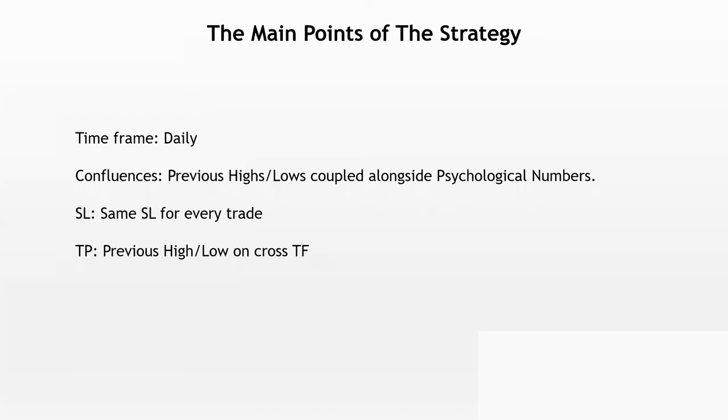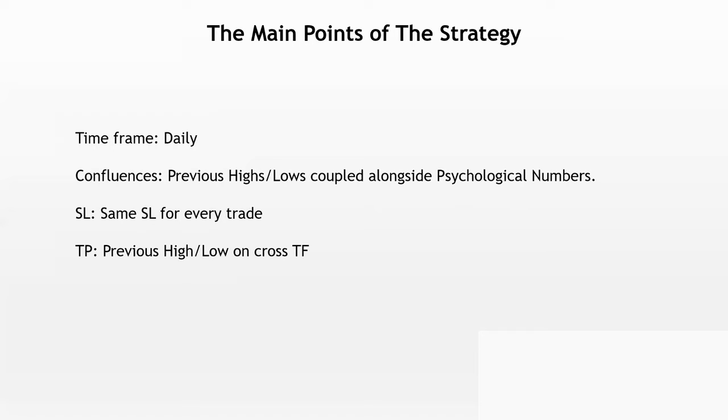So what are the main points with this strategy? The time frame is the daily. So the main thing we are looking at in this is the daily and obviously the 4 hour. The confluences we are going to be using are previous highs and lows coupled with psychological numbers. And it's not just as simple as that, guys. There is some more which goes into it.